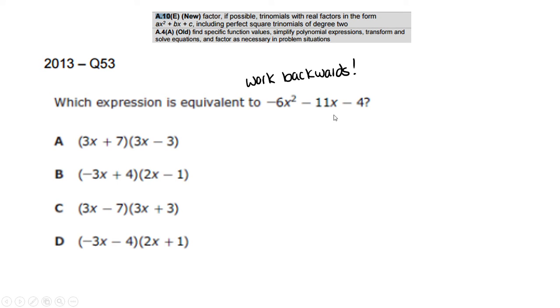If we work backwards, that means we take each one of these answer choices, draw a box or foil until we get this. Now notice that negative 6x squared is my first term. So if I were to multiply 3x times 3x as my first term, I have 9x squared, which is not negative 6x squared. So I can already tell that A is not going to be my answer. But if I finish it, I would have 9x squared plus 12x minus 21. So A doesn't match up.